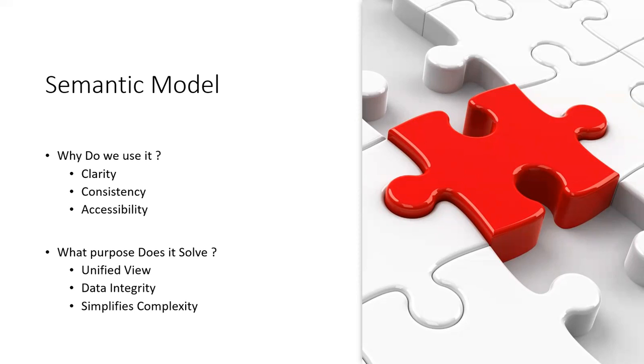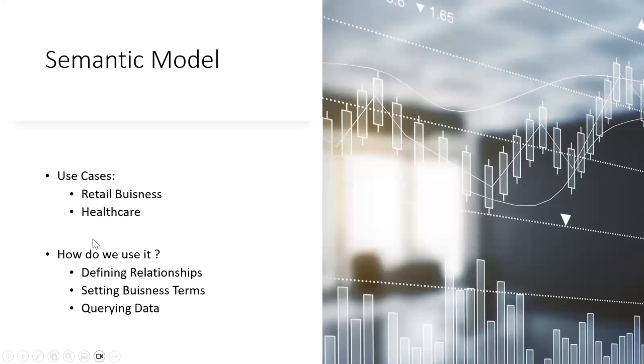What purpose does it solve? That's another thing. Well, unified view combines data from multiple sources into a single comprehensible model. Data integrity provides a consistent definition for data elements, and transforms technical data into business-friendly terms. Now, let's see what is there in the next slide to understand it further. As of now, I think we are good with what is a semantic model, why do we use it, and what is the purpose it solves. So let's see the use cases and how we use it.